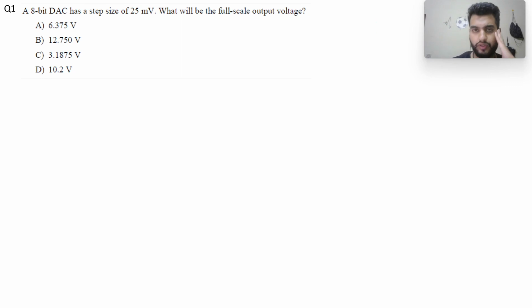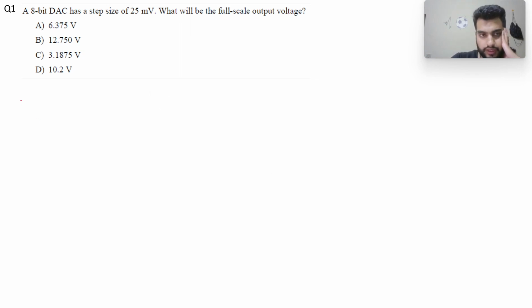So here's the first question of today's live session. It says that an 8-bit DAC has a step size of 25 millivolts. What will be the full-scale output voltage? I'll just repeat the question. An 8-bit DAC, that is a digital to analog converter, has a step size of 25 millivolts. So the step size between each step is 25 millivolts. What will be the full-scale output voltage? We need to find the maximum possible output voltage that this 8-bit DAC will produce. So how will we approach it?